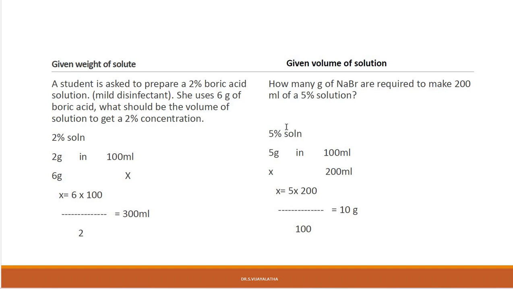The other type, we have 5% solution required of sodium bromide. So we write the equation 5 grams in 100 ml is a 5% solution. The volume that is required is 200 ml. So how much should be weighed? So X will be 5 into 200 by 100, which is equal to 10 grams.